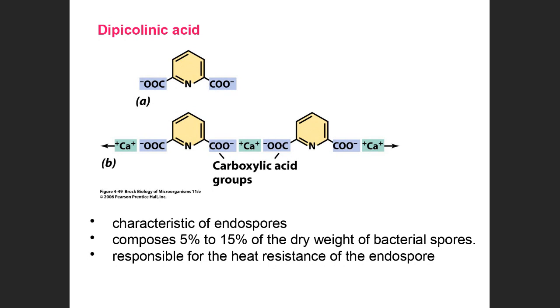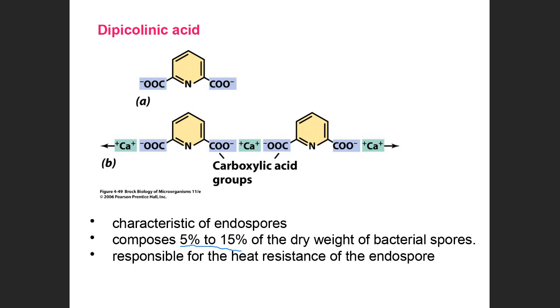And as the calcium is incorporated, it makes the dipicolinic acid chain complete, and then the strength of the endospore is enhanced. So why are we talking about dipicolinic acid? Because it is characteristic of endospores. It gives the character of the endospore. And then again, it is a major component. You can see it makes up between 5 and 15% of the dry weight, just one component, making that much contribution to the dry weight of the endospore.